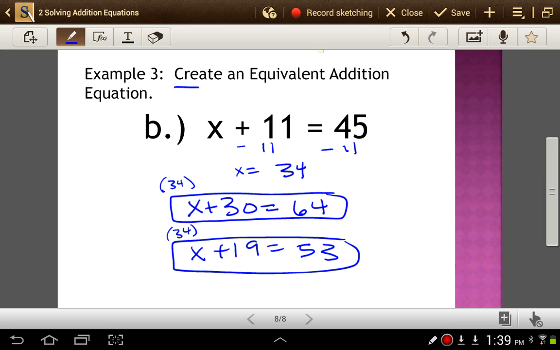So that's how you create an equivalent addition equation. So the difference between creating means I want another equation with the same answer, and write the equivalent, which means find the answer. Okay, that's the difference between examples 2 and examples 3.